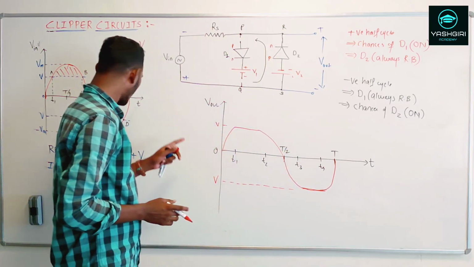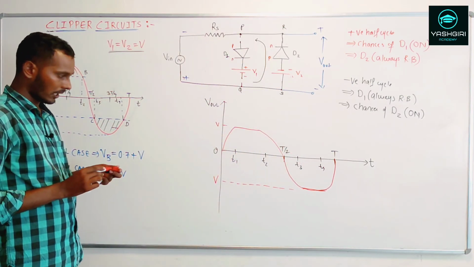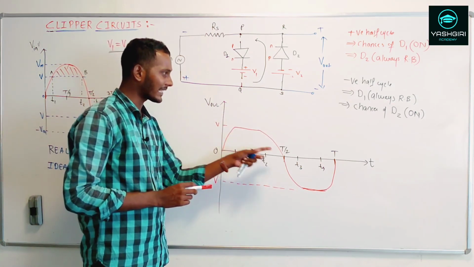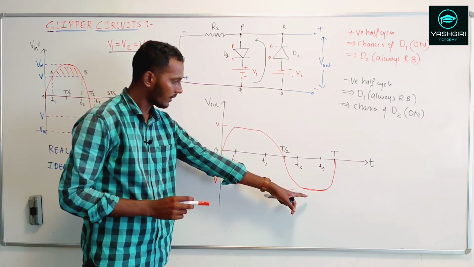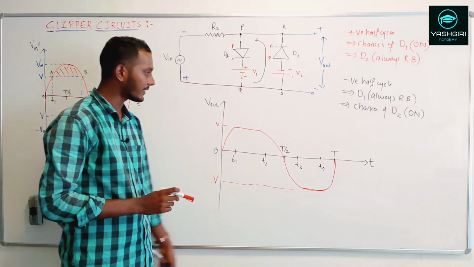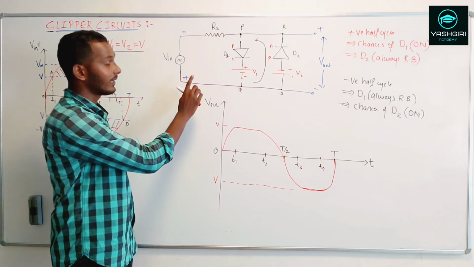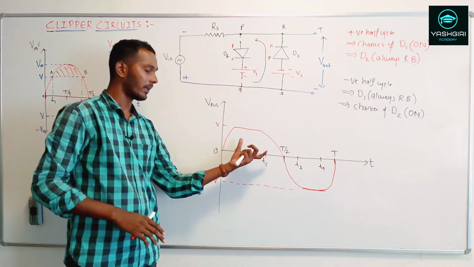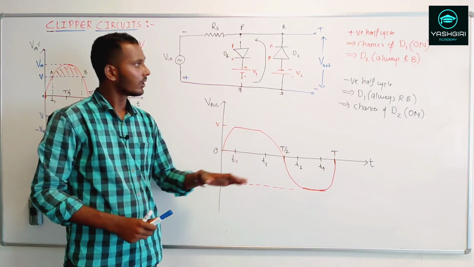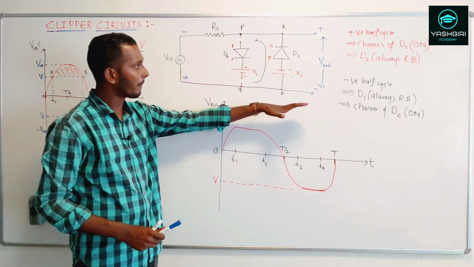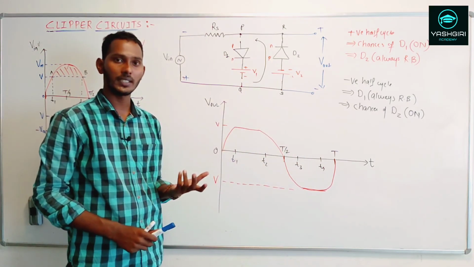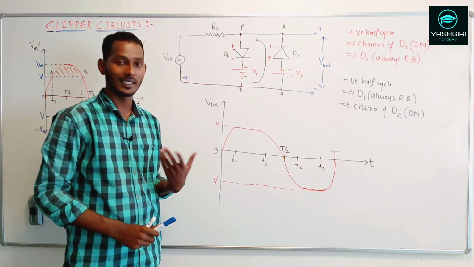Alright, so this is the case for the ideal diode. Here we have managed to clip the positive as well as the negative part of this entire AC signal with the help of a single circuit. So you can use the circuit for clipping both the cycles. That's all for this parallel clipper circuit. Next, we are going to see series clipper circuits.